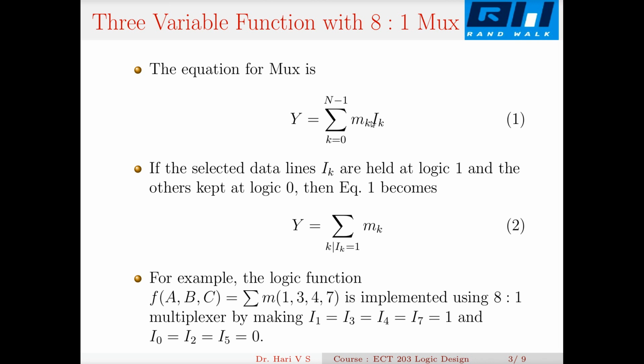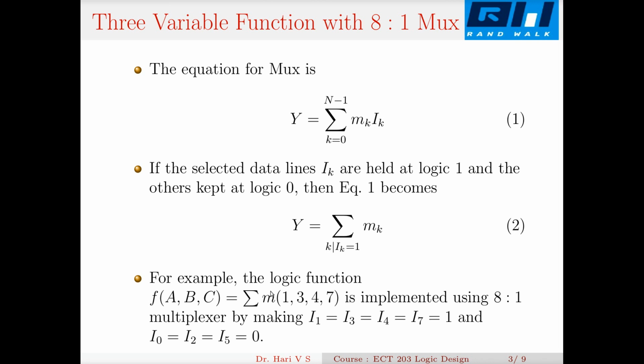Okay, m0. Say suppose I want to have the function m0 or m3, that is s2 bar s1 bar s0 bar, or s2 bar s1 s0, that is m3 is 011. Suppose I need m0 or m3, what I have to do is I should make i0 and i3 equal to 1, and all other ik values to be 0, so that y will be m0 or m3.